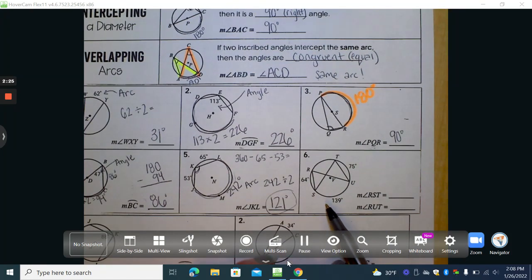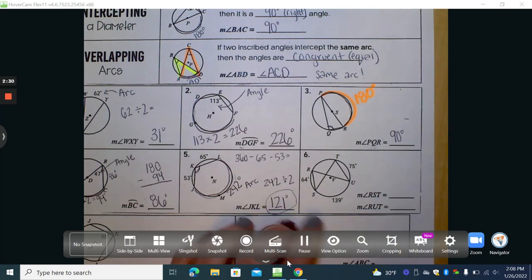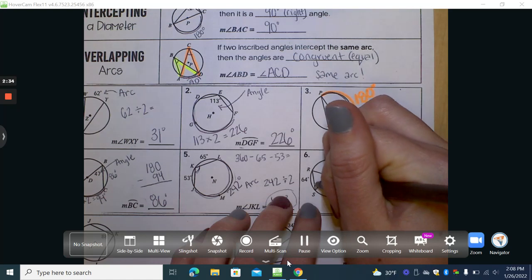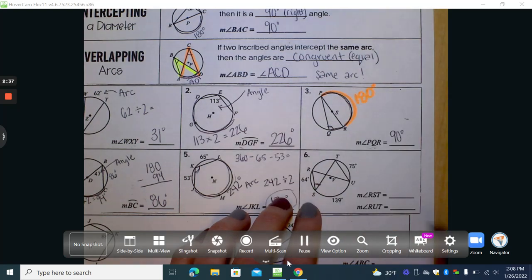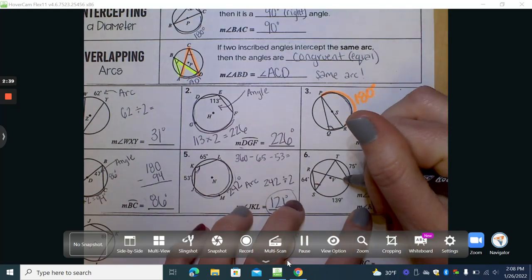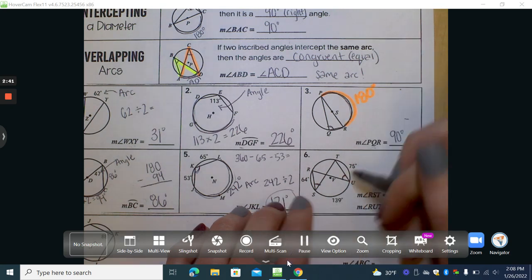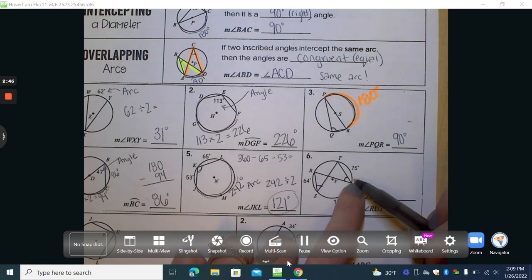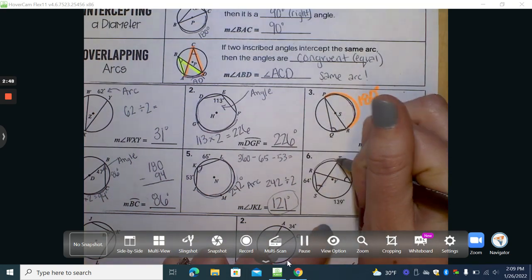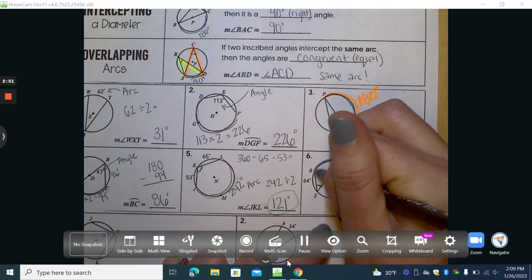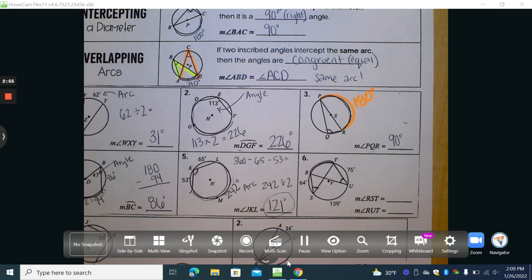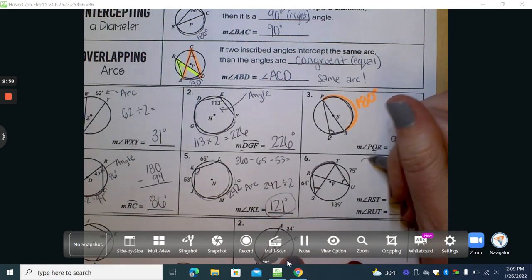If I look at number 6, it's asking for angle RST. RST is right here. And angle RUT, which is right here. And we know that they are going to be equal to each other because they both open up to the same section, this same arc right here. Whatever arc RT is, that's going to help us solve for both of those answers.